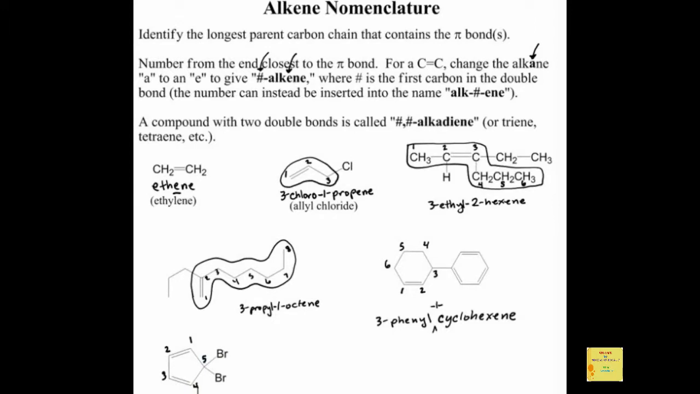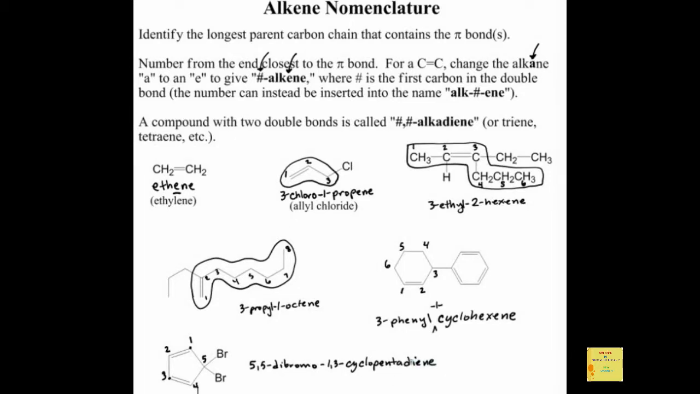1, 2, 3, 4, 5. So what do we have on carbon 5? We have a bromo. We have another 5-bromo. We're going to call that a 5,5 dibromo. And then at carbon 1 and carbon 3 is where we have our double bond starting. So this is a 1,3 cyclopentadiene.